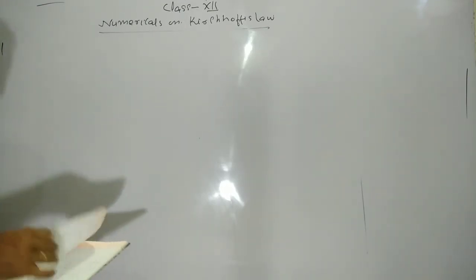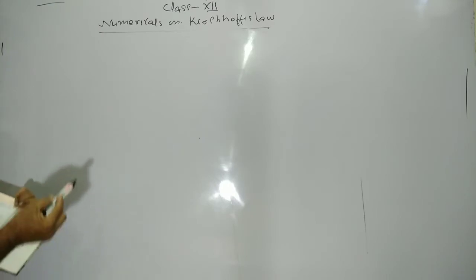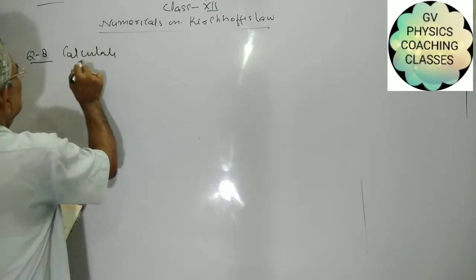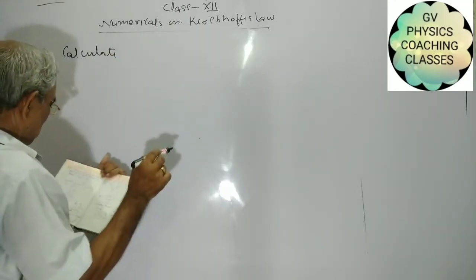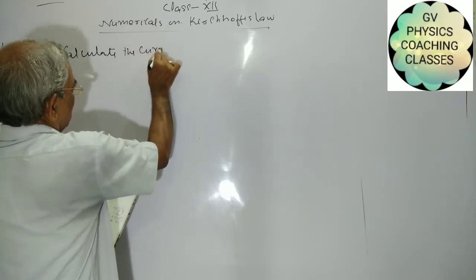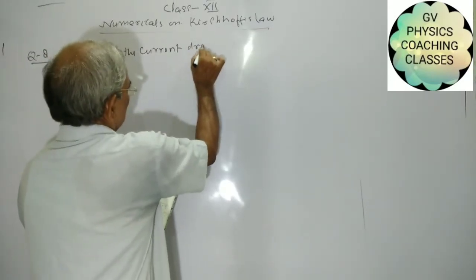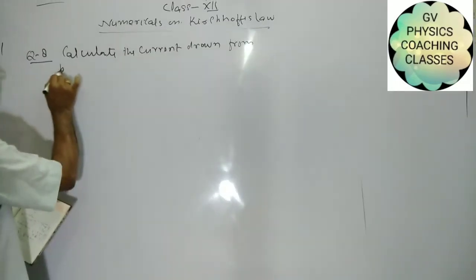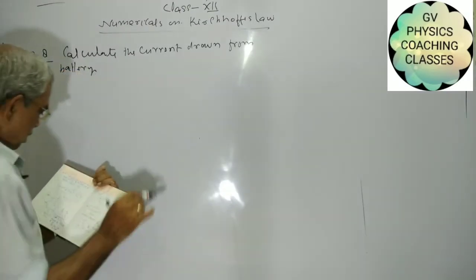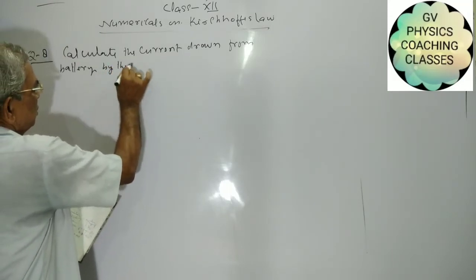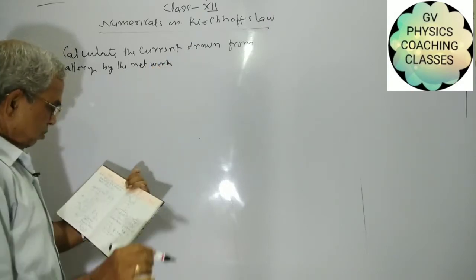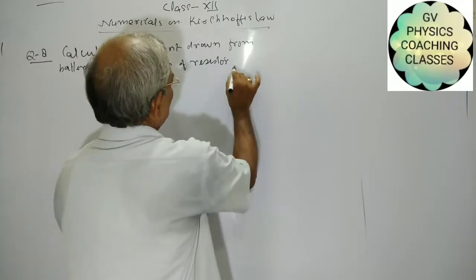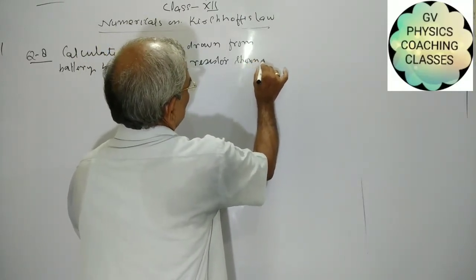Next question is question number 8. Calculate the current drawn from the battery by the network of resistors shown in the figure.